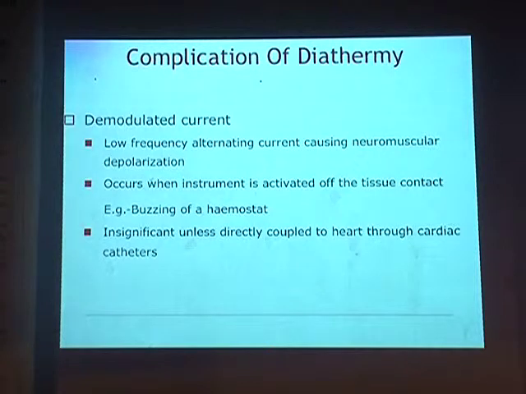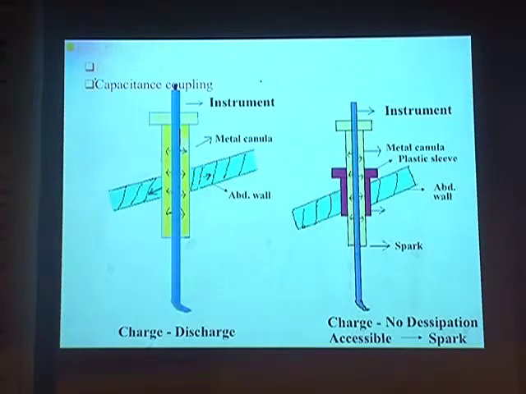Another complication is demodulated current, but most recently available machines do not do this. These are machines which do not have that filter. Sometimes the machine can develop energy below 200,000 hertz. If any energy is developed below 60,000 hertz, the patient can get electrocuted. Recent machines all have this filter, so they protect against demodulated current. This is one problem. A lot of us are using local diathermies which do not have these kinds of protectors. In laparoscopy particularly, this kind of problem may come up.